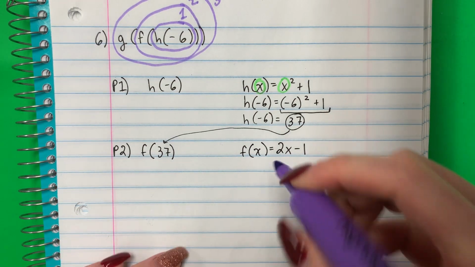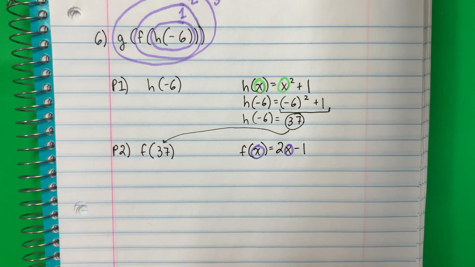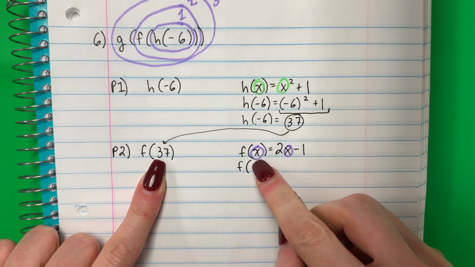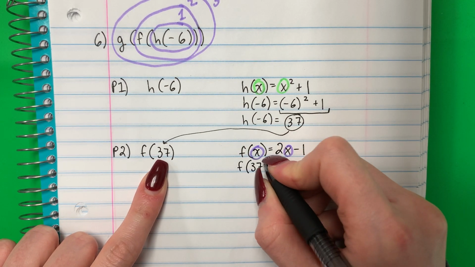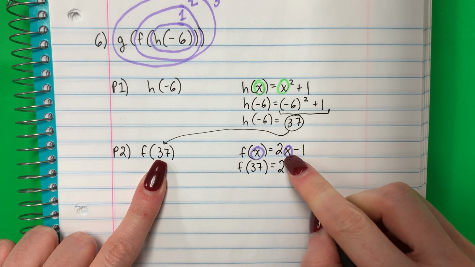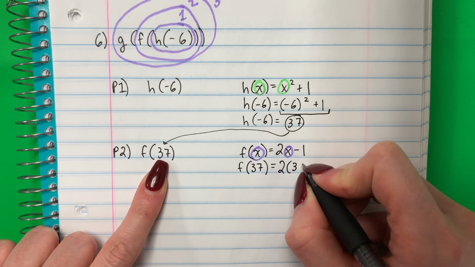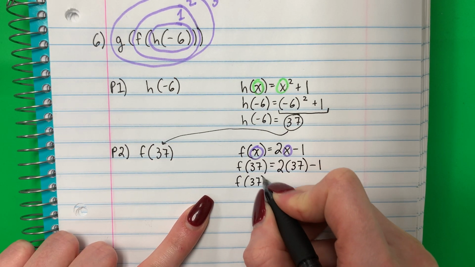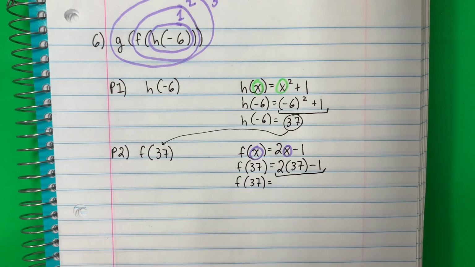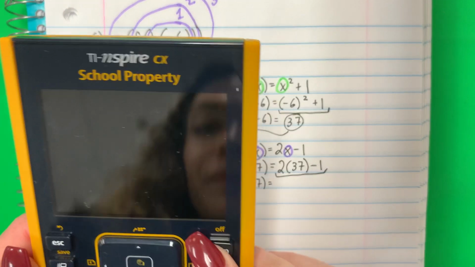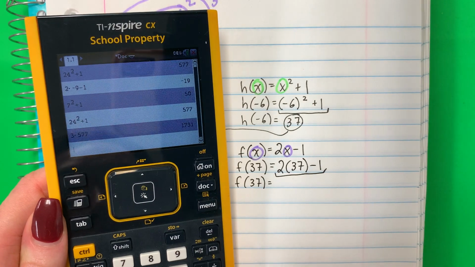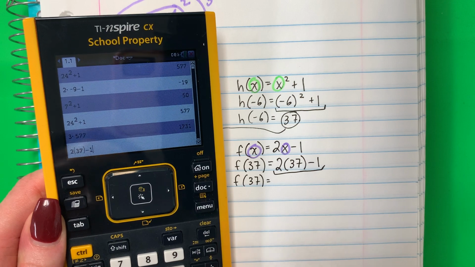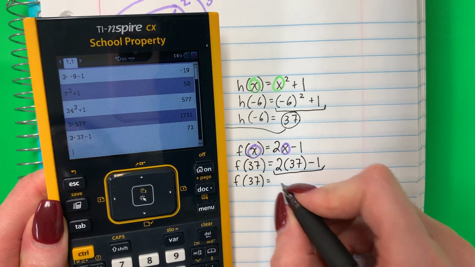Replace, reemplazar. Reemplace x with 37, con 37. So F of 37 equals 2 times 37 minus 1. F of 37 equals, let's put that in the calculator, or in your head, o en su mente. 2 times 37 minus 1, and I get 73, 73.